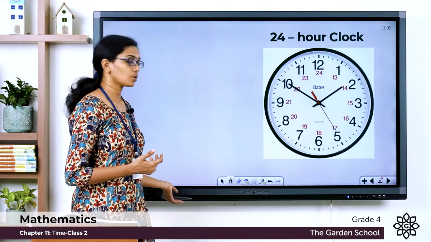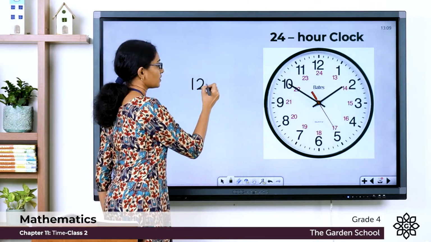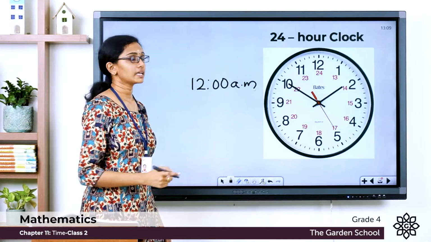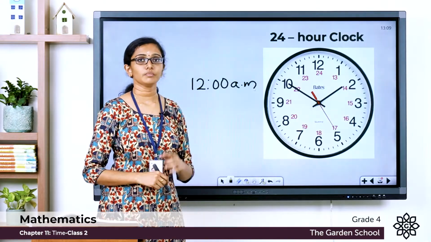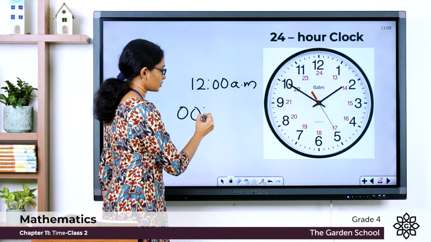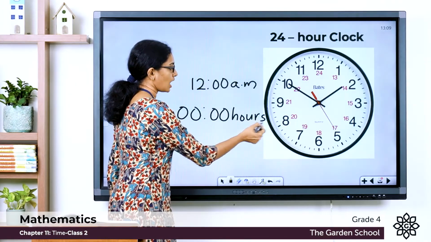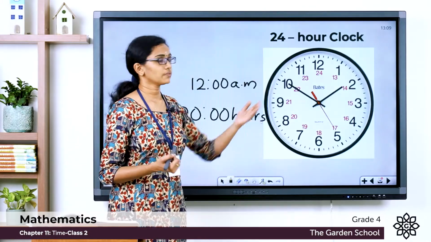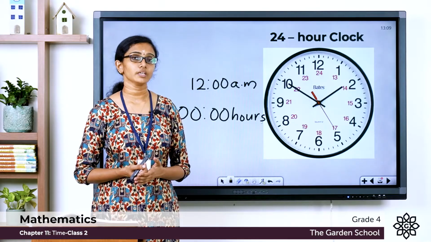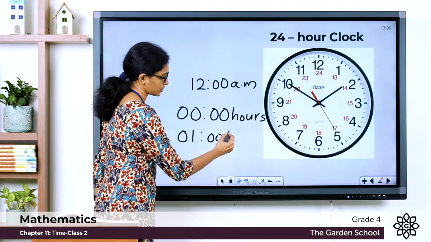In a 12-hour clock system, 12 in the midnight is represented as 12 AM. Whereas in a 24-hour clock system, 12 in the midnight is represented as 0000 hours. You have to use the word hours to represent time on a 24-hour clock system. So what if it is 1 o'clock in the early morning? You will write it as 01 hours.